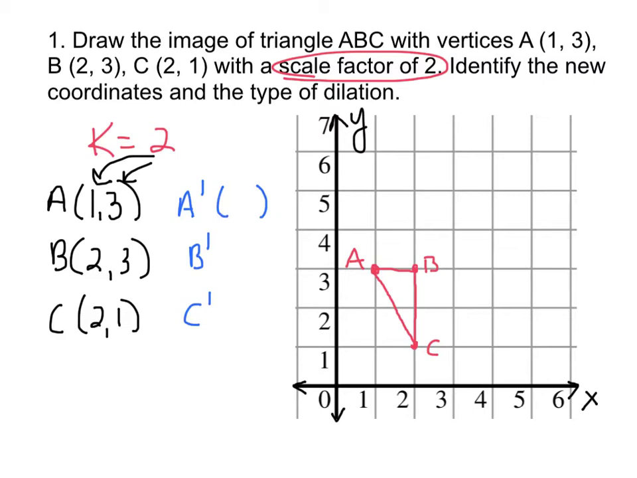So if you multiply A by 2, 2 times 1 gives you 2, 2 times 3 gives you 6. Multiply B, 2, 3 times 2, it's going to give you 4, 6. And C prime is going to become 4, 2. Now we graph all these. A prime is 2, 6. B prime is 4, 6. And C prime is 4, 2.